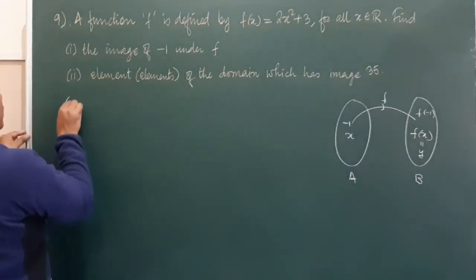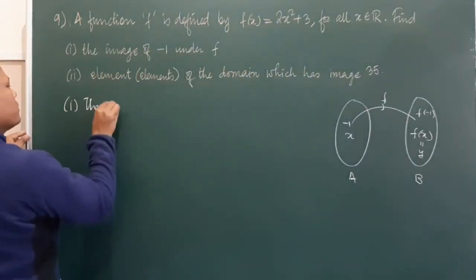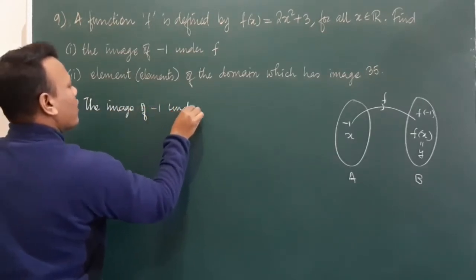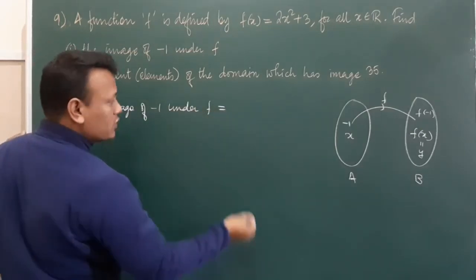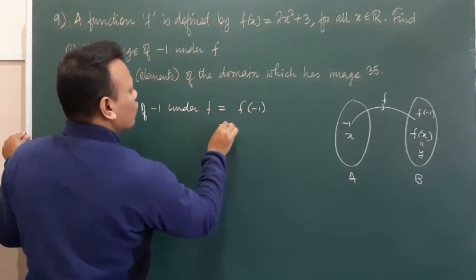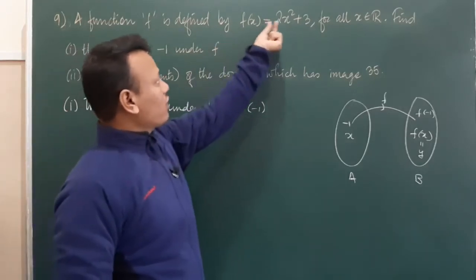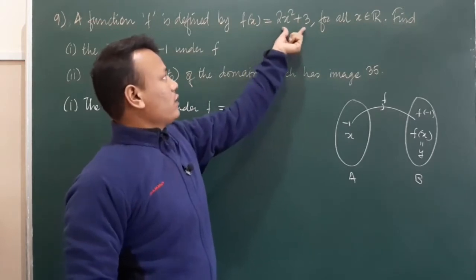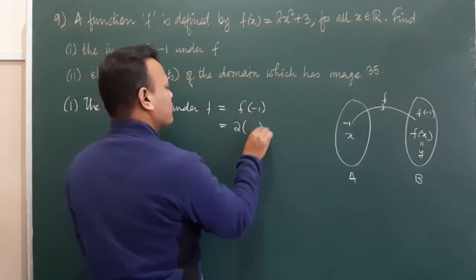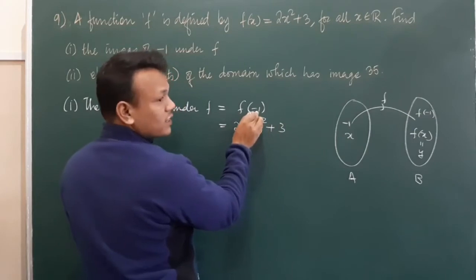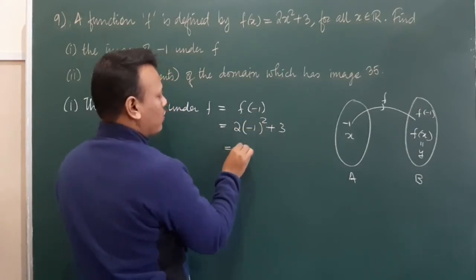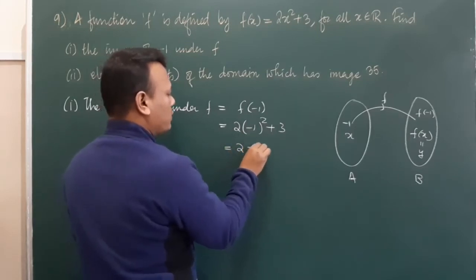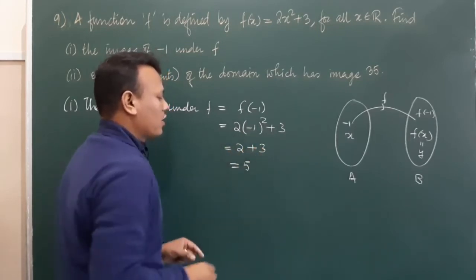Given is this one. Number 1, the image of minus 1 under f is how much? It is f of minus 1, isn't it? So what is x here? f(x) is 2x squared plus 3, and instead of x I am writing minus 1. So this becomes 2x squared plus 3, and x is minus 1. So we have minus 1 squared is 1. So 2 into 1 is 2, plus 3. So my first answer is 5.